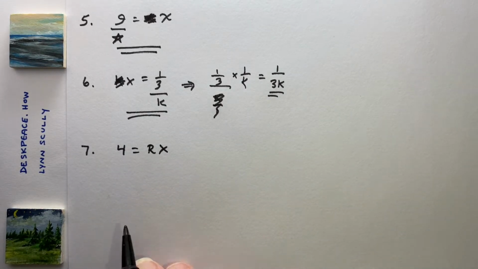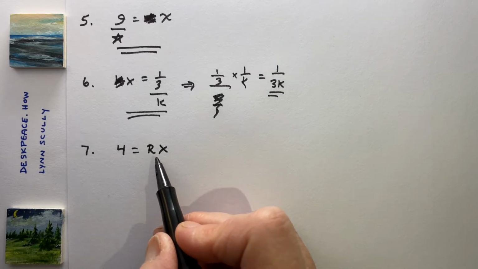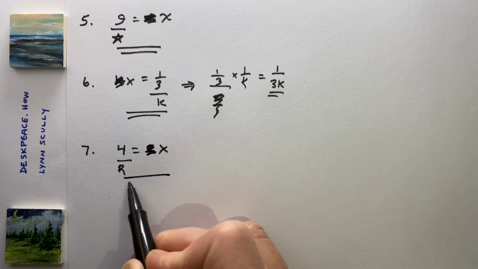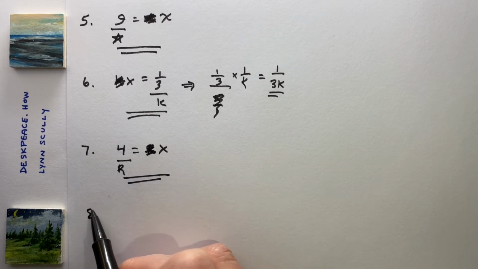Number 7, 4 equals rx. I'm solving for x. It's got an r attached by multiplication. Move it by division to the other side of the equal sign. I've solved for x.